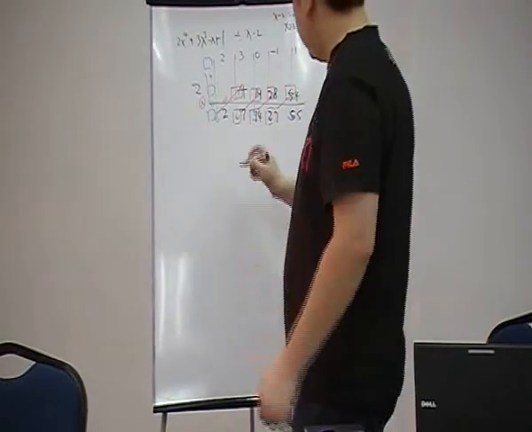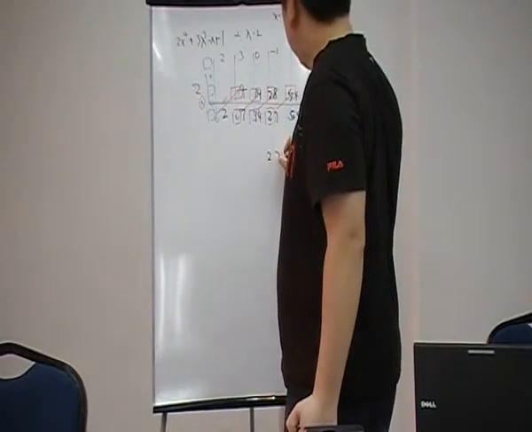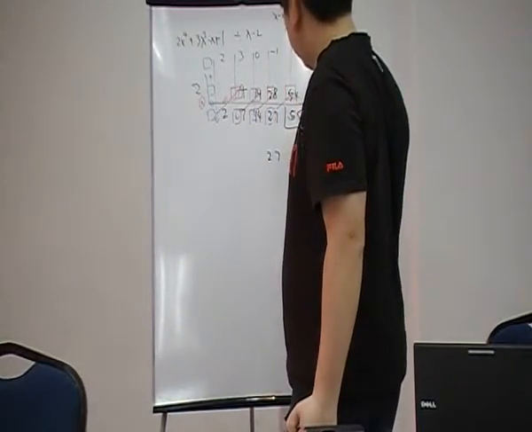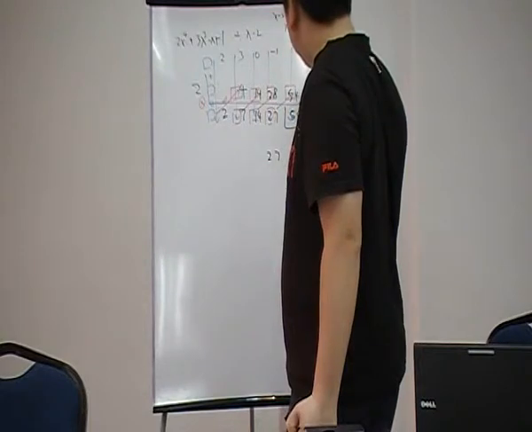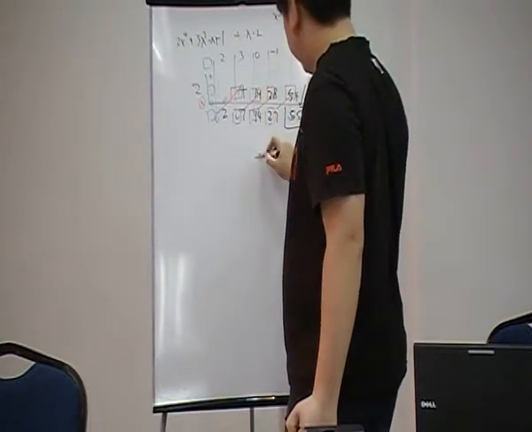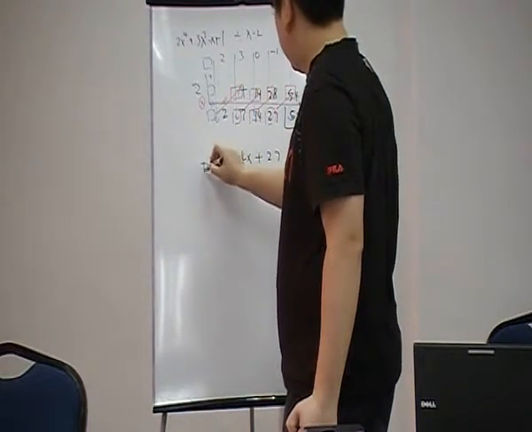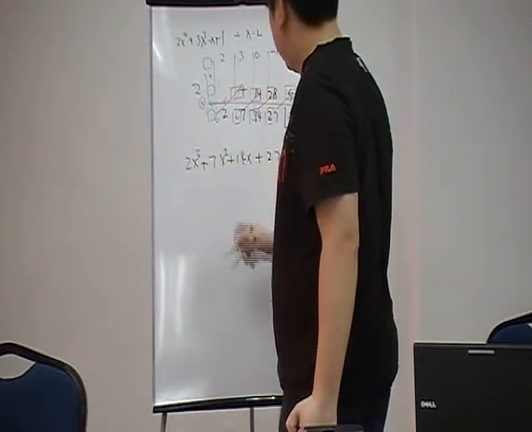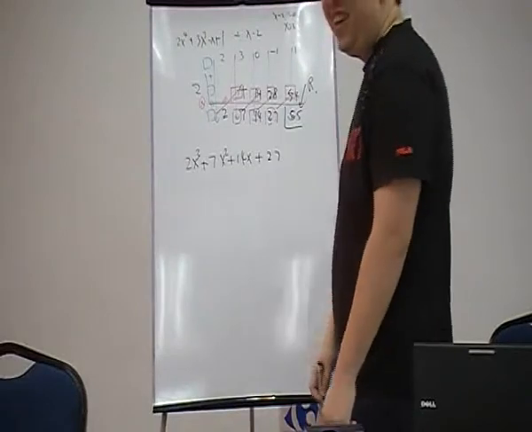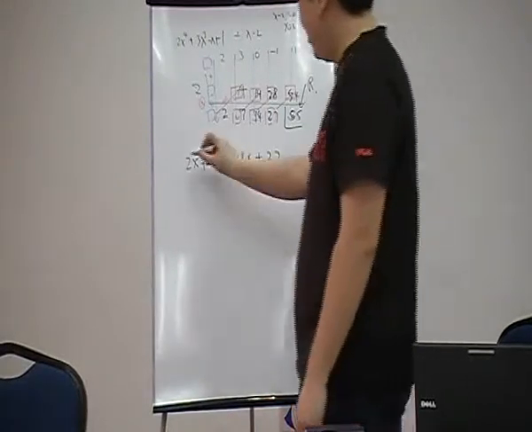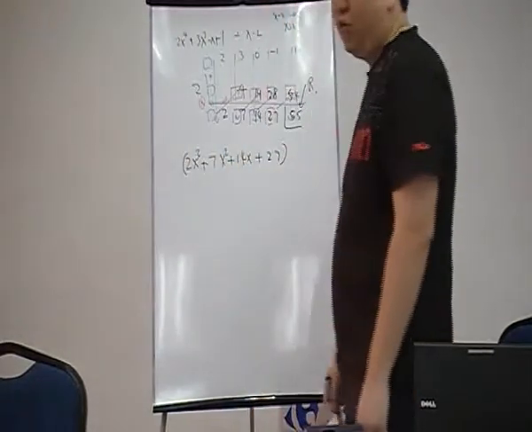Your answer is 27. This is a remainder. The last guy is always a remainder. Can the last guy be 0? Is it possible? Maybe. Wow, a lot easier. This is the quotient.